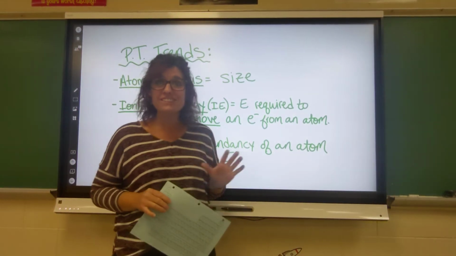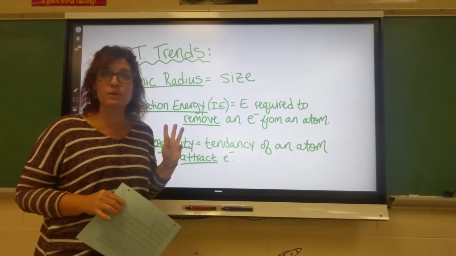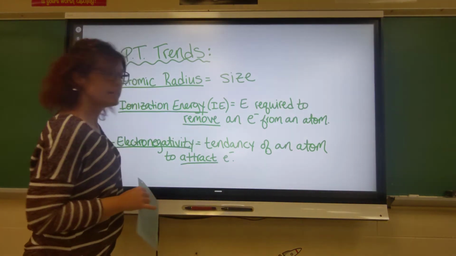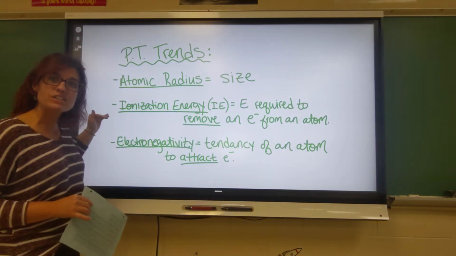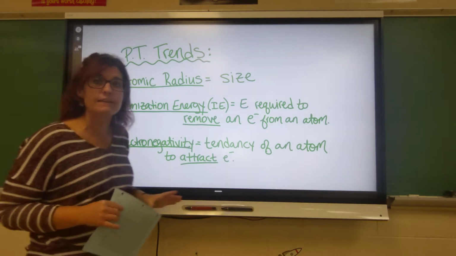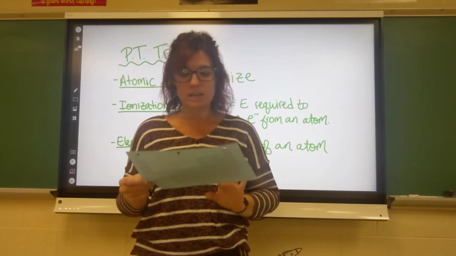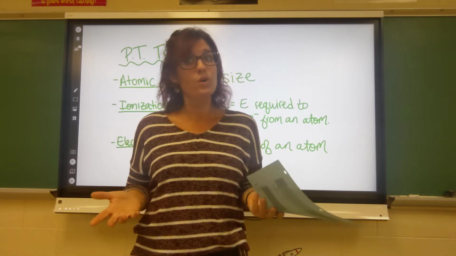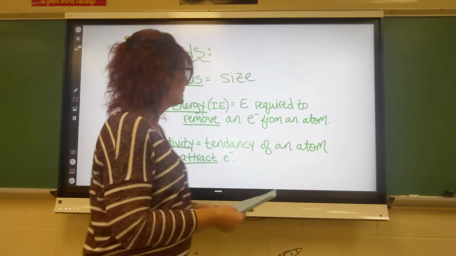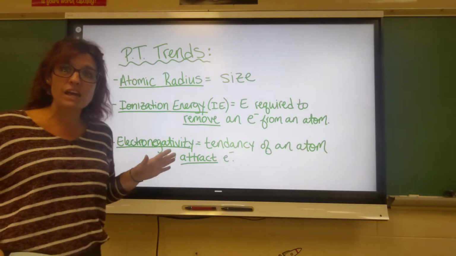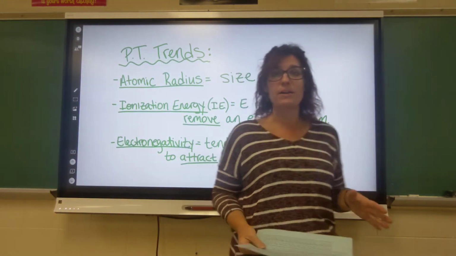Everybody. So in this video, I'm going to be talking about the three periodic trends: atomic radius, ionization energy, and electronegativity. You can be following along on your own periodic tables as you watch this video, or you could just be paying attention.